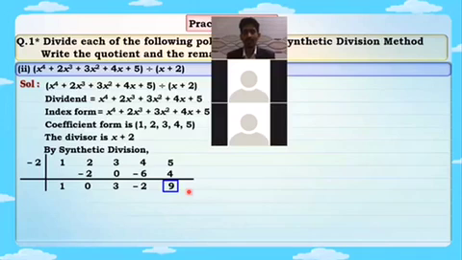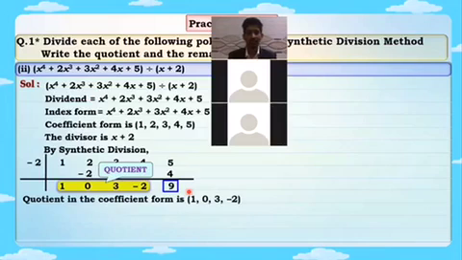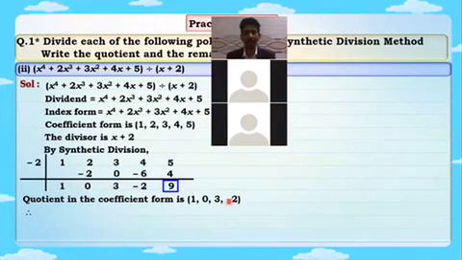Next, last 2 steps, we are going to write these numbers in coefficient form. So write down this quotient in coefficient form, separated by comma, written in round bracket. Then we are going to write this in index form. So how to write this in index form, students? For that, first of all, we need to count how many coefficients are there. So tell me how many coefficients are there in this bracket? Yes, there are total 4 coefficients, right? So what should be the degree?